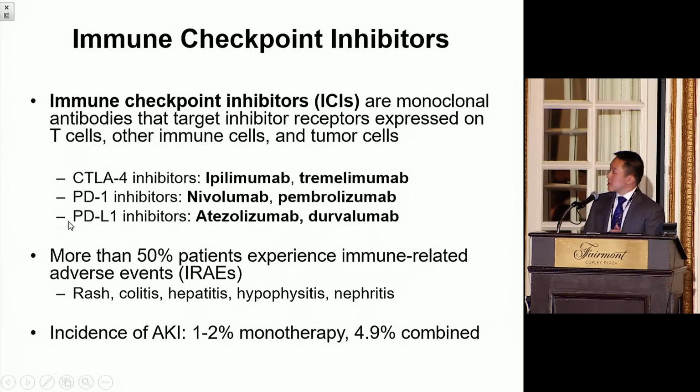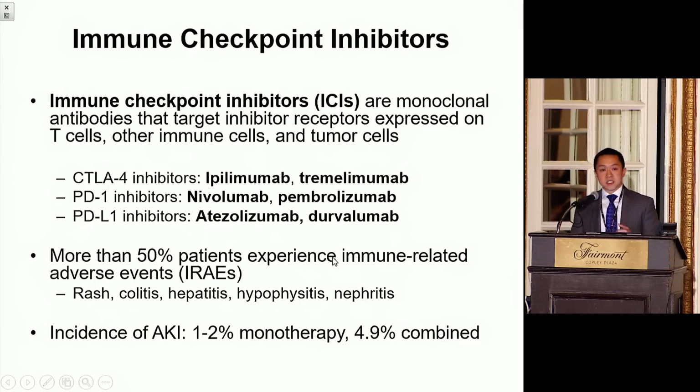We have a number of different checkpoint inhibitors which inhibit CTLA-4, which is part of a co-stimulatory pathway in immune cells, as well as programmed death receptor 1 and programmed death ligand 1. Patients who are treated with these checkpoint inhibitors frequently develop immune-related adverse events as a result of their immune system being augmented. They commonly can develop things like rash, colitis, hepatitis, hypophysitis, and nephritis.